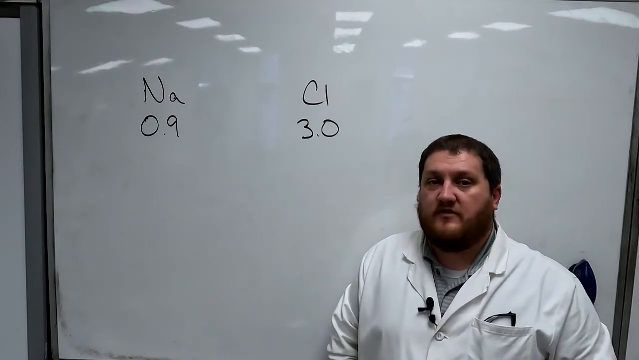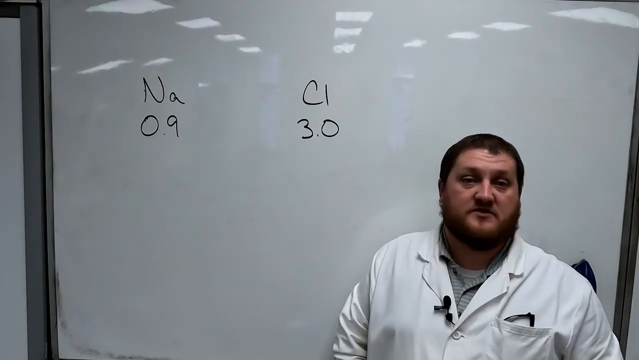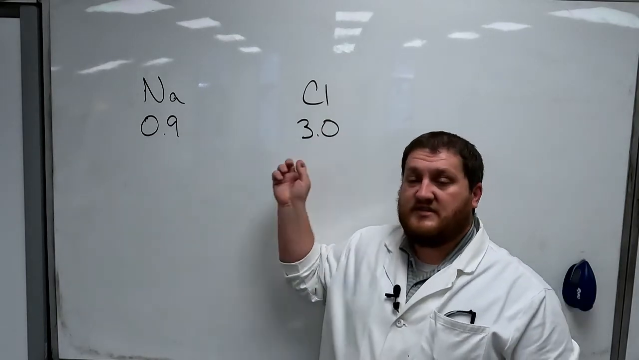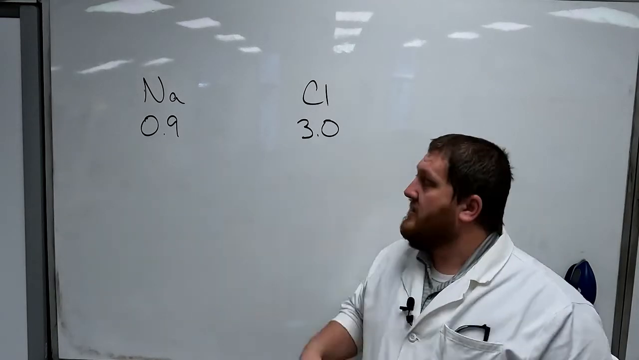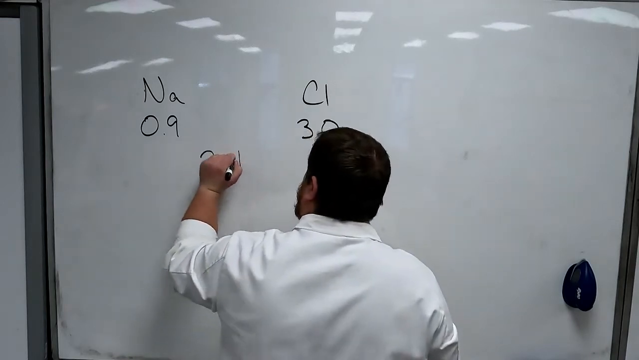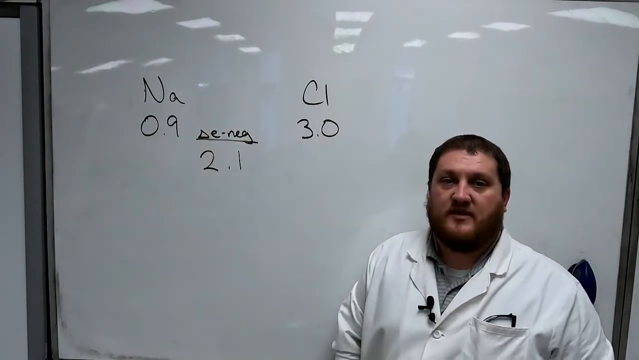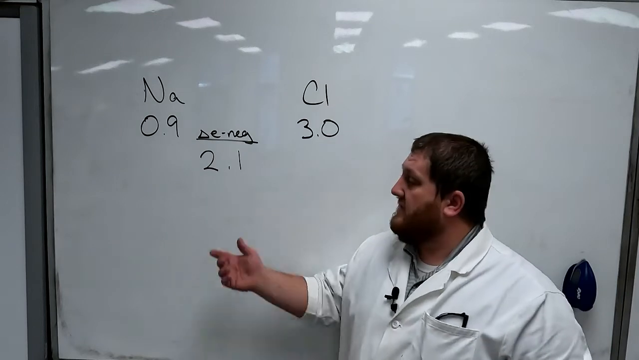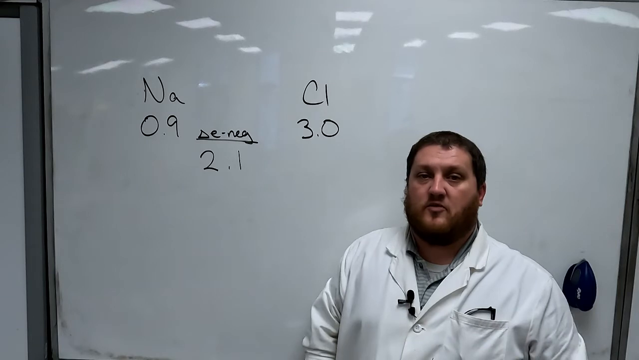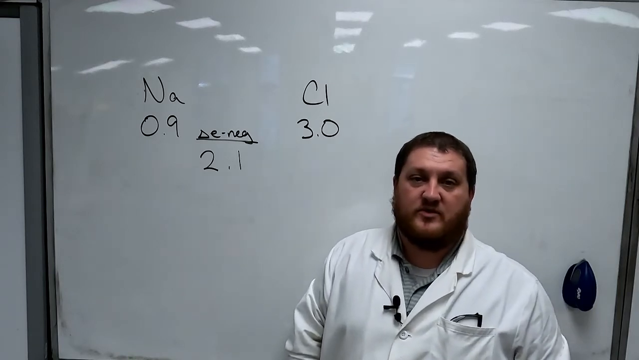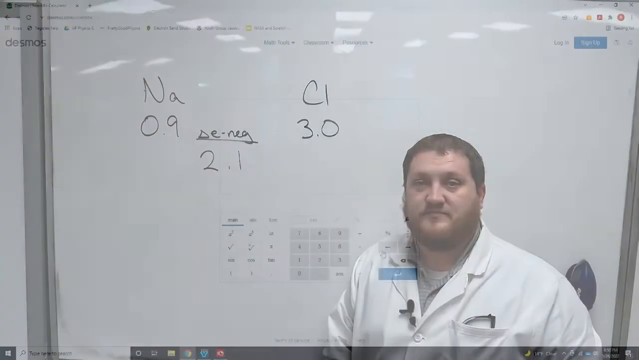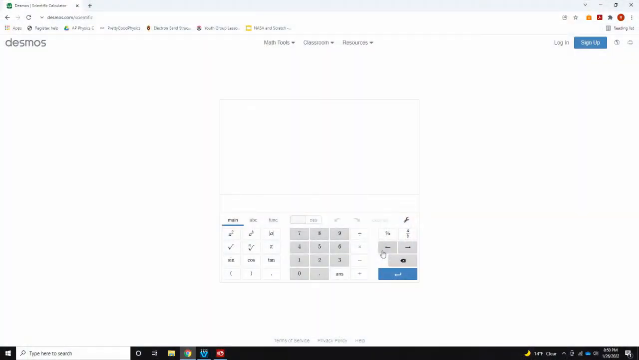Now in the formula, the first thing we have to do is take our difference, or our delta, of our electronegativities. We typically do the largest minus the smallest in that one. So I'll take 3.0 minus 0.9. In this one, our delta E neg is 2.1. We can then plug that into our equation and work it through our calculator to calculate our percent ionic character. Let's take a look at how we would plug this into the calculator.